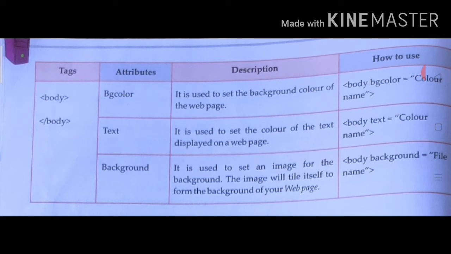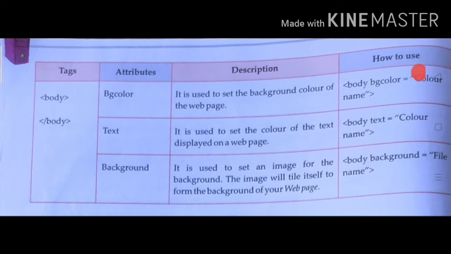The description tells what bgcolor is. It is used to set the background color of the web page. And what is the use of the text attribute? It is used to set the color of the text displayed on a web page. Next attribute, background. It is used to set an image for the background. The image will tile itself to form the background of your web page.